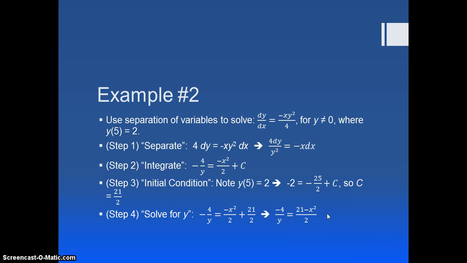We can find the reciprocal of both sides, and we get y over negative 4 is equal to 2 over 21 minus x squared. Or if you prefer to cross multiply, that's fine. We end up with y times 21 minus x squared equals negative 8. And solving for y, we get y is equal to negative 8 over 21 minus x squared.